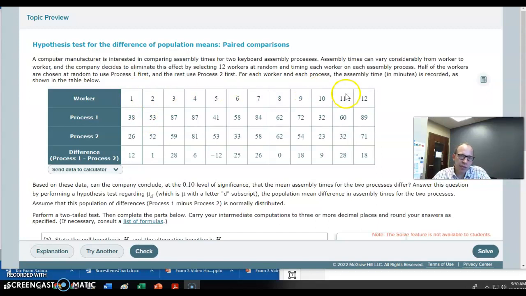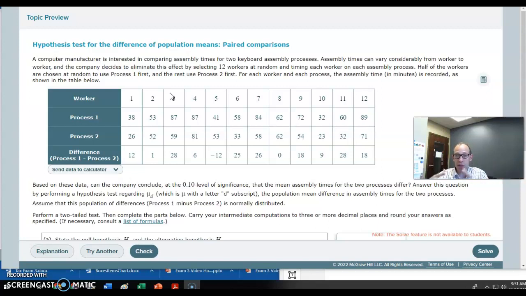Here, we have the same 12 workers doing two processes. So for example, this 87 can pair with this 59 because they're both being done by the same worker. Another case is a pre-test, post-test, before you do some kind of treatment, and whatever your pre-test is will connect with whatever your post-test is.